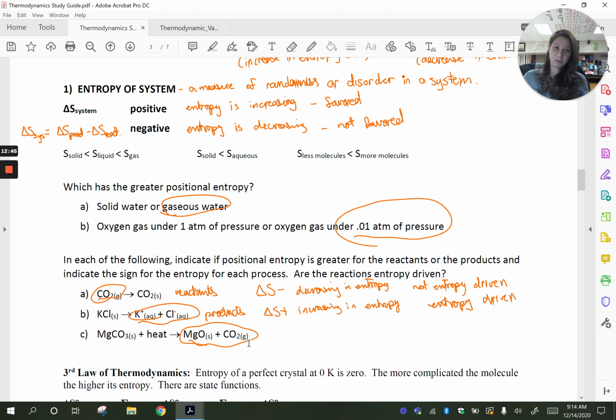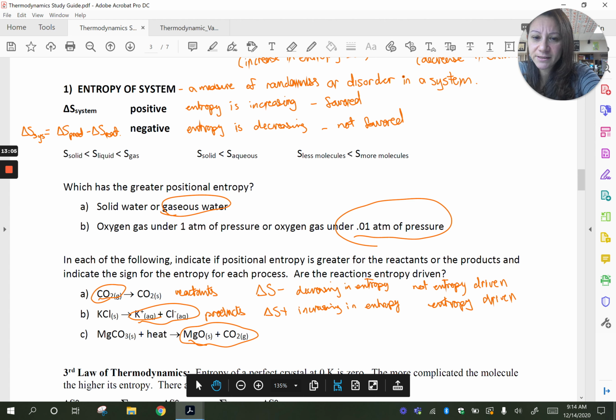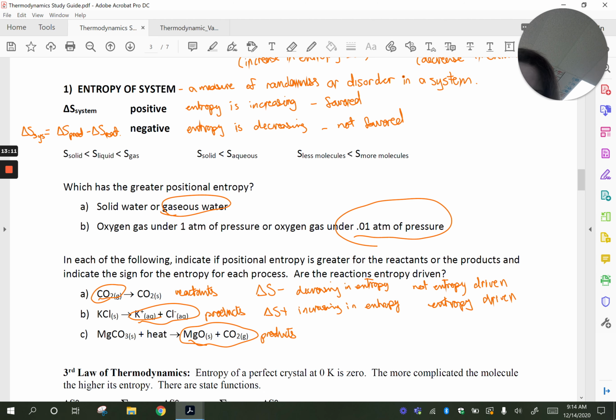So this is my vase example. The more pieces I have, the more particles I have, the more disorder I have. The other reason is that this is just solid, so all your mass is as a solid, but here you have some solid and you have some gas, and gases have more entropy. So in this case, the products have more entropy, and so your delta S is positive because you have an increase in entropy throughout the process as you go from reactants to products, and so this is entropy driven. That means it's favored by entropy.